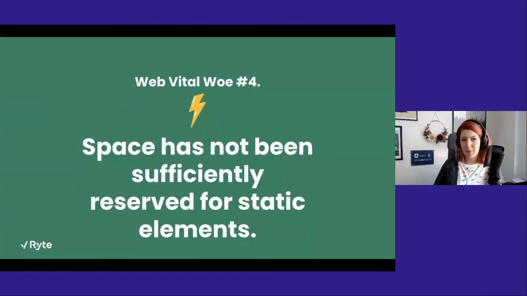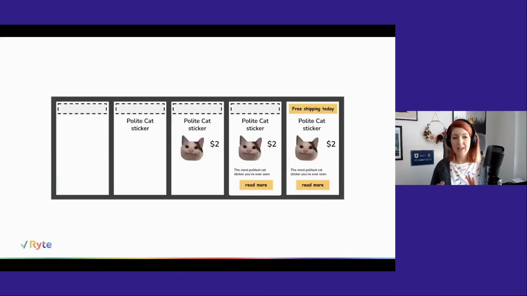So my fourth web vital woe is that space has not been sufficiently reserved for static elements. Implementing placeholders and reserving space is such a must for images and banners and text content elements that do have a chance to appear later on in the page's paint. So here I've reserved space for that free shipping banner, and then there's no unexpected shifts that push people's interactions away.